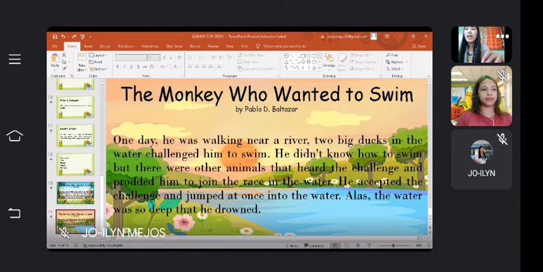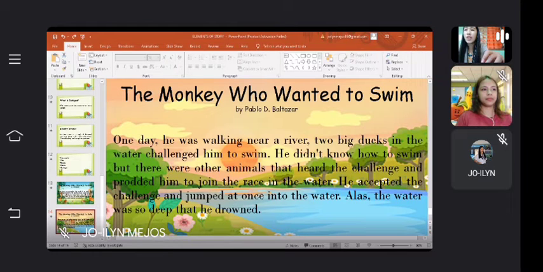One day, he was walking near a river. There were two big ducks in the water that challenged him to swim. He didn't know how to swim, but there were other animals that heard the challenge and prodded him to join the race in the water. So he accepted the challenge and jumped at once into the water. Alas, the water was so deep that he drowned.